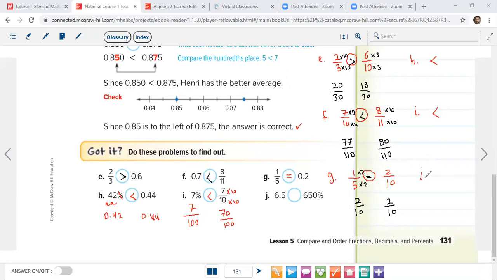For problem J, I have here a decimal and I have here a percent. I can cancel the percent sign and I move backwards to the left 2 places. This one is 6.5. This one is 6.50. And we all know that 6.5 is the same as 6.50 because you can add 0 here. So equal. The answer of J is equal sign.